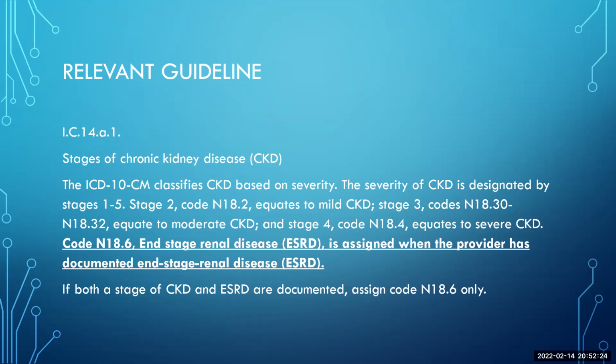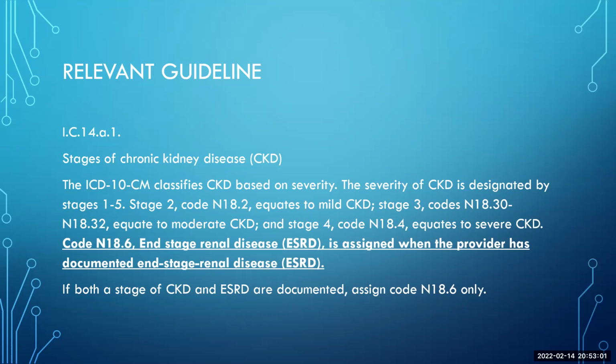So kind of like when we were talking about HIV and you could only use B20 when the provider has documented that the patient has HIV rather than suspected or has the symptoms or is being screened. It's the same kind of thing here. We cannot use N18.6 unless the provider has documented that the patient has ESRD. Another thing to be aware of when we're looking at CKD is if the documentation states a stage of CKD and also states ESRD, you would just code the ESRD.